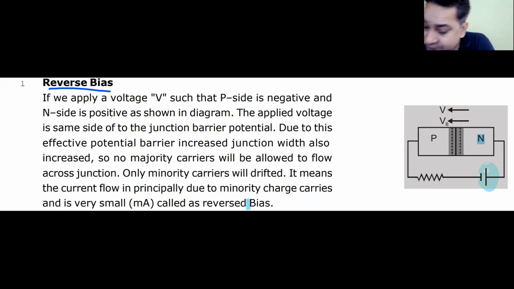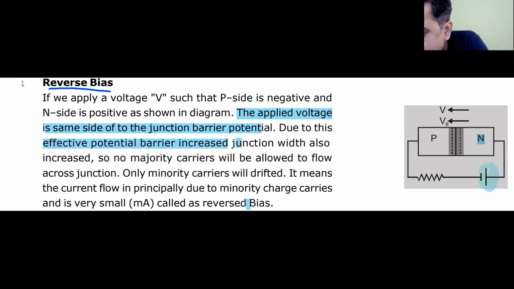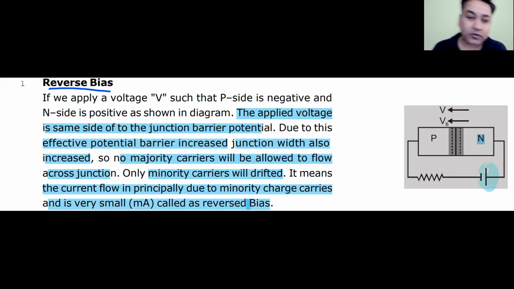So what will happen? The applied voltage is the same as that of the junction barrier. Effective potential barrier is increased. Junction width is increased. So no majority carriers will be allowed to flow across the junction. Only minority carriers will be drifted. That means the current is due to minority carriers and is very small. Do we understand this? Just the reverse of the entire thing. Yes, sir. A minute, sir. Please note it down.